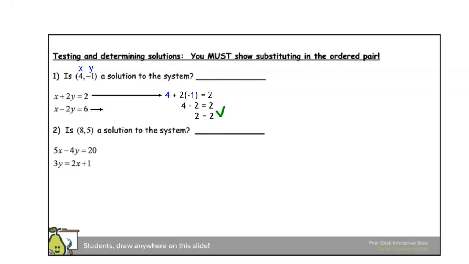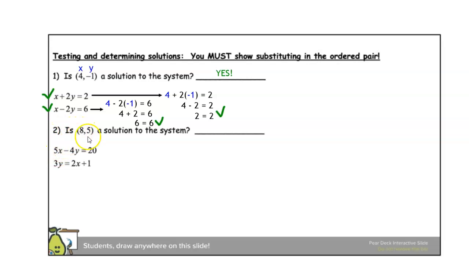We're going to substitute it in. So we substituted in the same way as we did before, using parentheses if we're doing a multiplication problem. And now let's simplify the left-hand side. And it seems like this one checks out as well. So what we've determined is that (4, -1) is a solution to the first equation, and it's a solution to the second equation. So yes, it is a solution to the system. Correct.